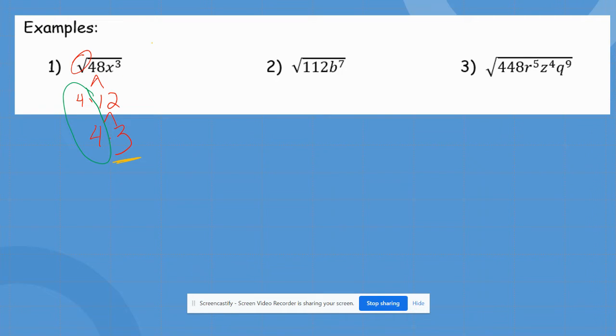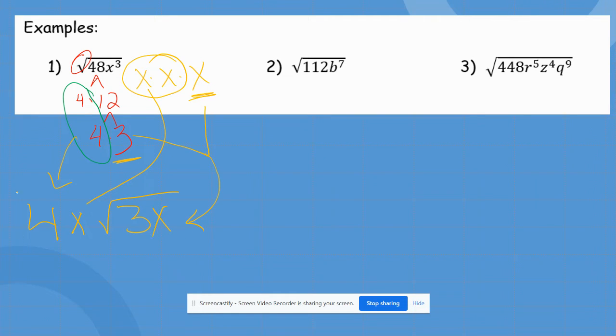Now I have x to the third. Remember, x to the third is x times x times x. I have a pair of x's, and this x gets stuck at home. So the 4 is outside, the x is outside. We have our square root, and then the 3 and the x that were left over go underneath. That would be our final answer.